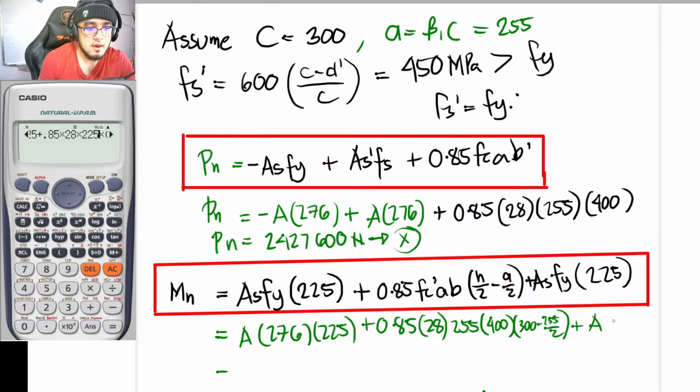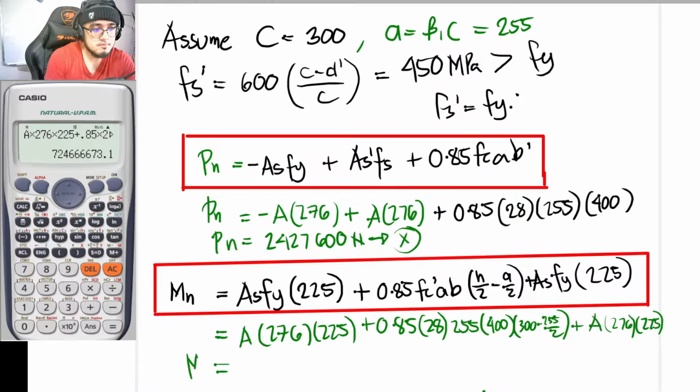Plus A Fy times, oops, by the way, Fy is to be 276 times 225. Okay, so looking at the calculator to your left, A times 276 times 225 plus 0.85 times 28 times 255 times 400 times 300 minus 255 over 2 plus alpha A times 276 times 225. So our answer here is now to be equal to 724.